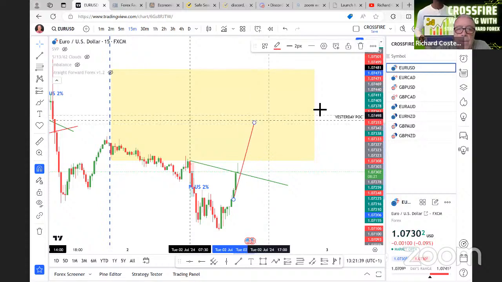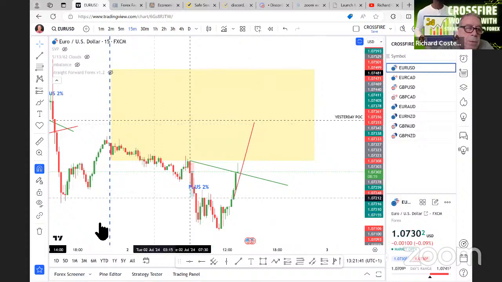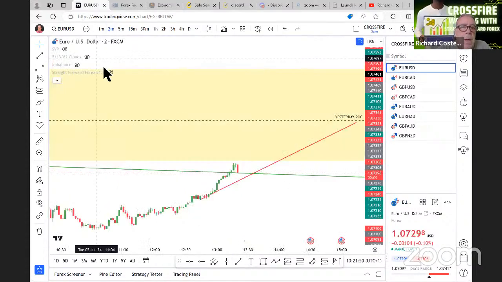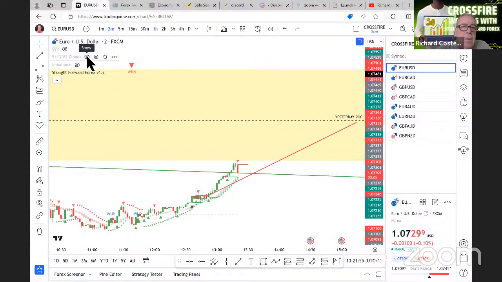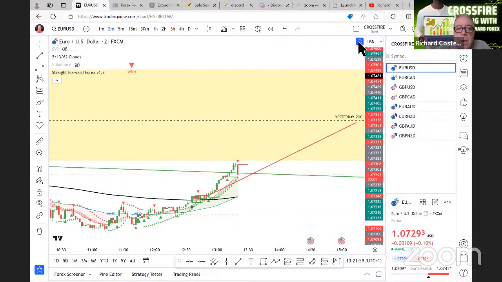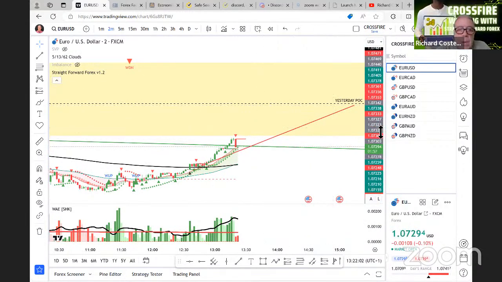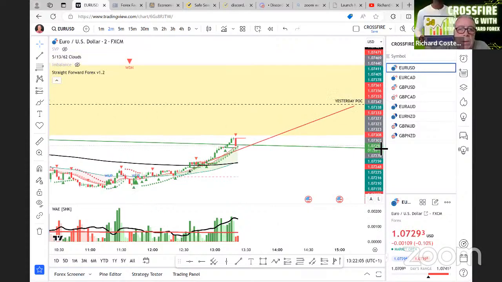There we go. So we marked all of the charts up on the 15-minute chart. I'm going to remove the magnet tool and I'm going to go down to the 2-minute chart. And then I'm going to add the Straightforward Forex indicator, the clouds, and the Waddah Attar. And I'm going to go back and just see where we are.